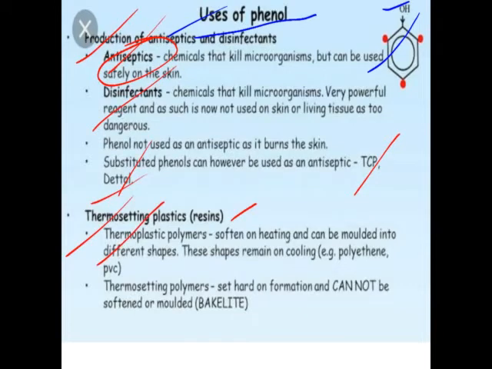So for the thermoplastic polymers, what are thermoplastic polymers? They soften on heating and can be molded into different shapes.